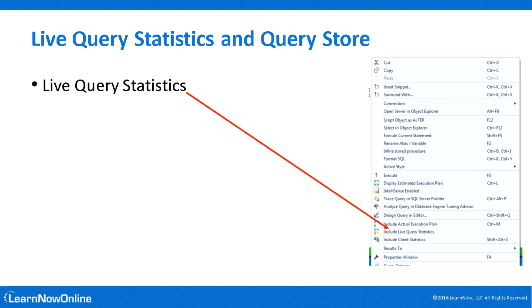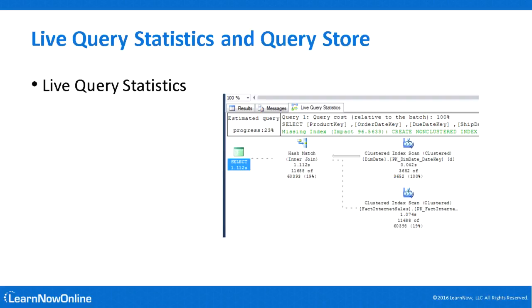Live Query Statistics is this query plan in progress. You get to see the progress of the particular query. There's a new menu choice, which you see on the screen, and it's called Include Live Query Statistics. When you do this and you run a query, the execution plan pops up under a new tab called Live Query Statistics, and as you can see, there are some dotted lines. These dotted lines mean that is the part that is still running.